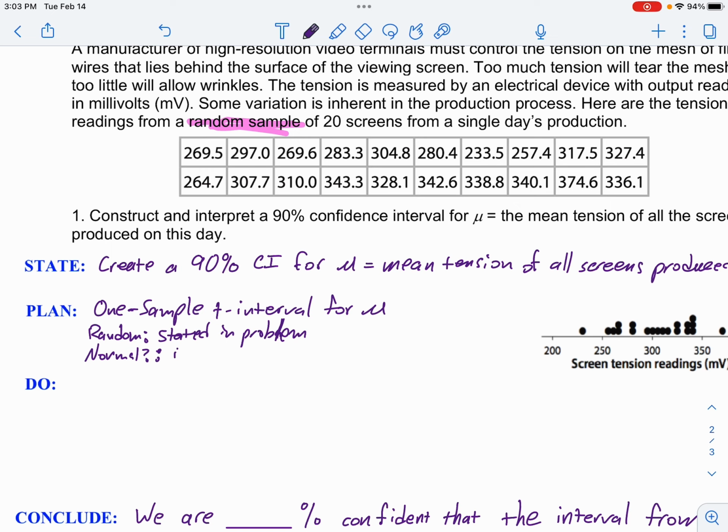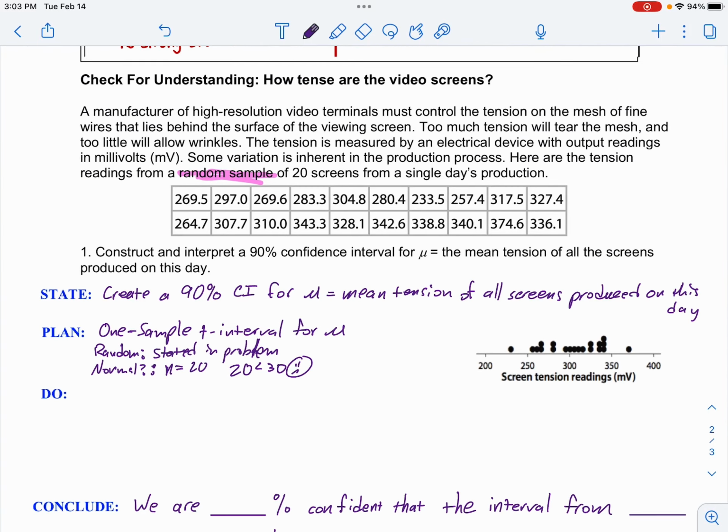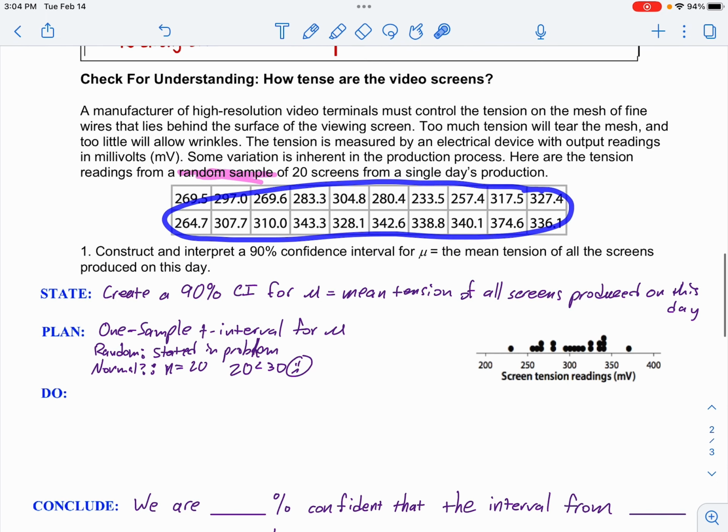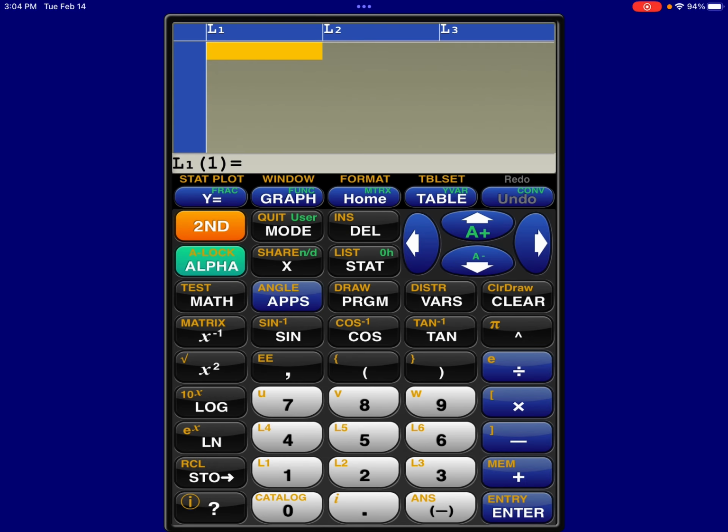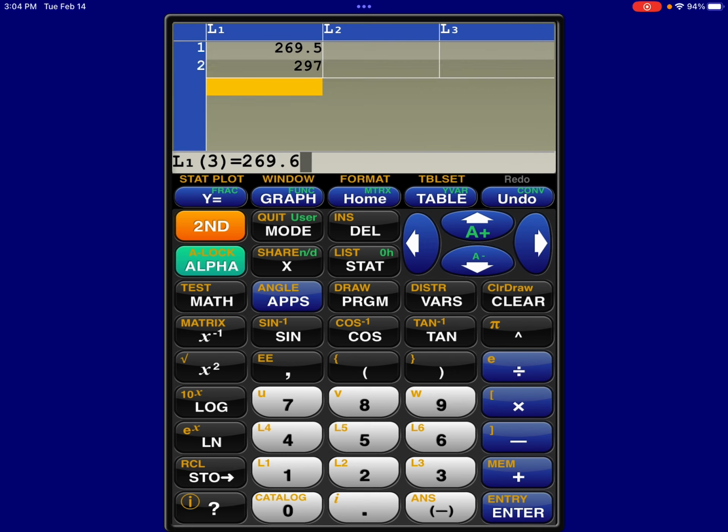So n is 20, but 20 is not big enough, folks. 20 is less than 30. Uh-oh, frowny face. So what am I going to do? Well, when this happens, you could take this data and put it in your calculator. You would go to stat, edit, and start entering all the data. Like the first one is 269.5, then 297.0, and so on and so forth. It'll take a little time, but you could do it.